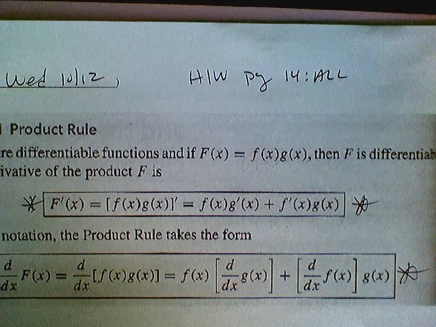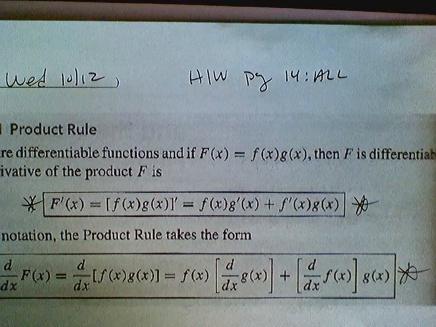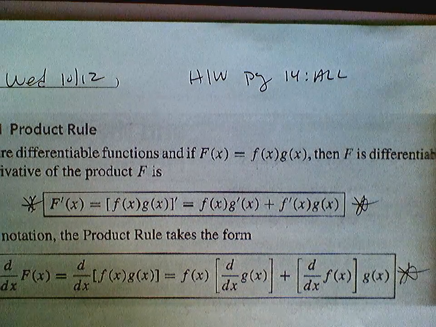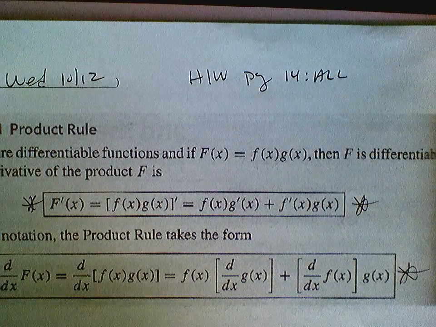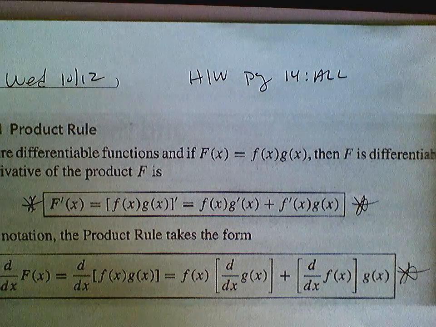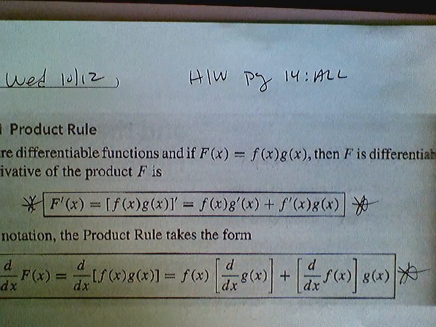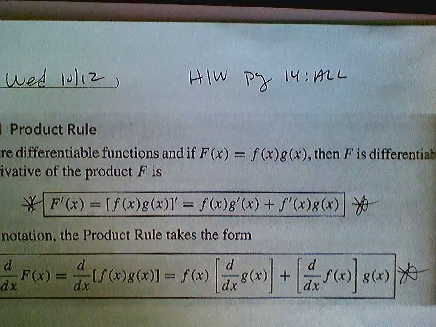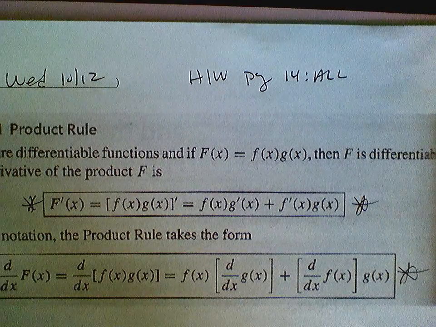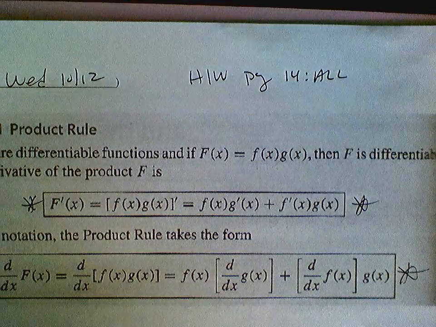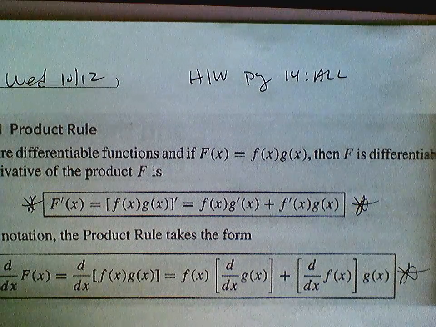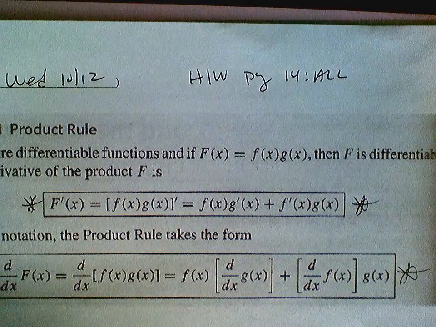As far as finding derivatives goes, we're going to have 4 rules total, and also formulas. The main rules are the power rule, which you already know, the product rule, which you're about to learn, the quotient rule, and then something called the chain rule. So those are the 4 rules. Right now you're going to learn the second rule, which is called the product rule.